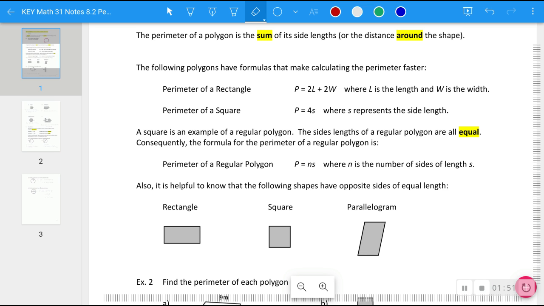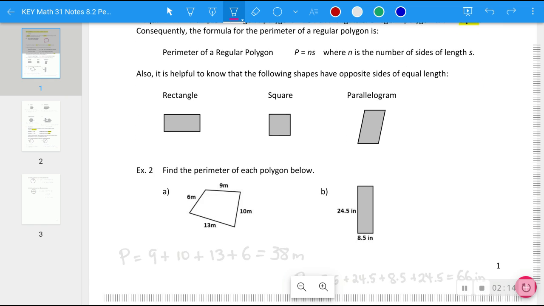And in general, if you have a regular polygon, you might think of a stop sign, or you might think of a honeycomb shape where you've got a regular hexagon and all the side lengths on the hexagon are the same length. You just take the number of sides times the length of the side, and that's this last one here. So number of sides times the length of the side.